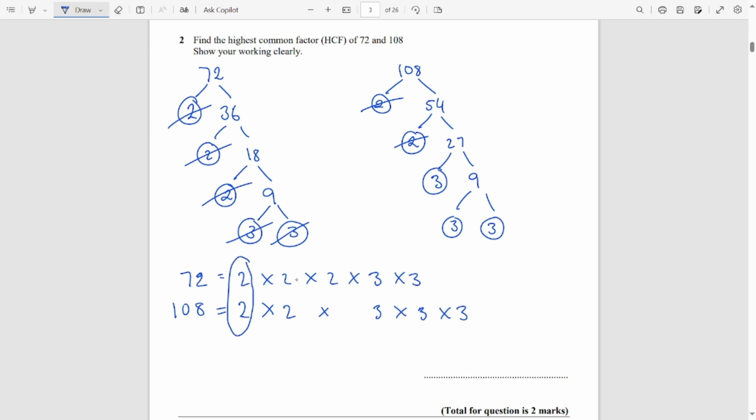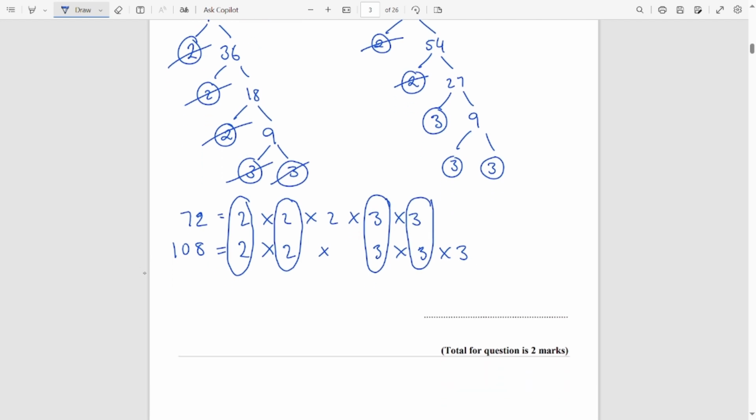I can see I have matching 2s here. I have matching 2s here. This last 2 doesn't match with anything, but these 3s form a pair, these 3s form a pair, and then I have one 3 on the end here. Now for the highest common factor, we're going to multiply together everything that's in those bubbles. So this is 2 times 2 times 3 times 3. And you can type that in your calculator, and you'll get a highest common factor of 36.